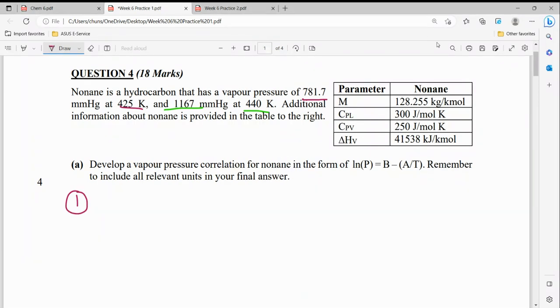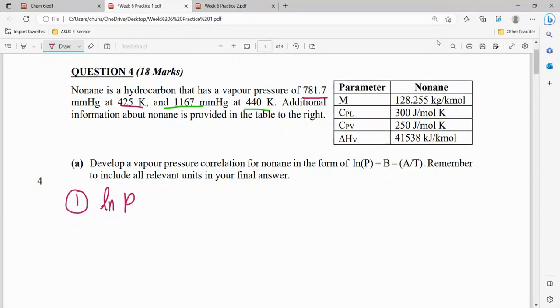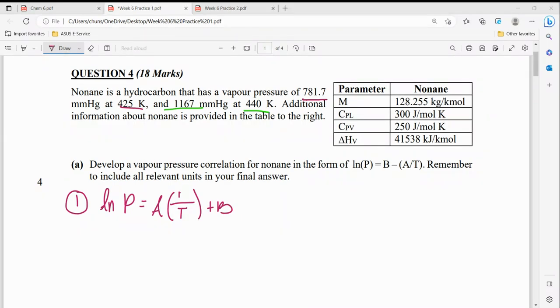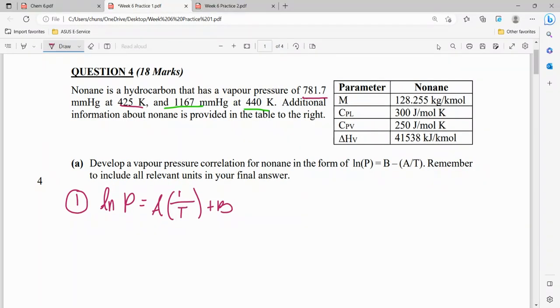We're going to write it in the form of ln pressure equals, so I'm just going to move this around a bit. When we do that, we're going to use our given pressures. So we have ln 781.7, and we have our A up here, and this is going to be over 425 Kelvin plus B.